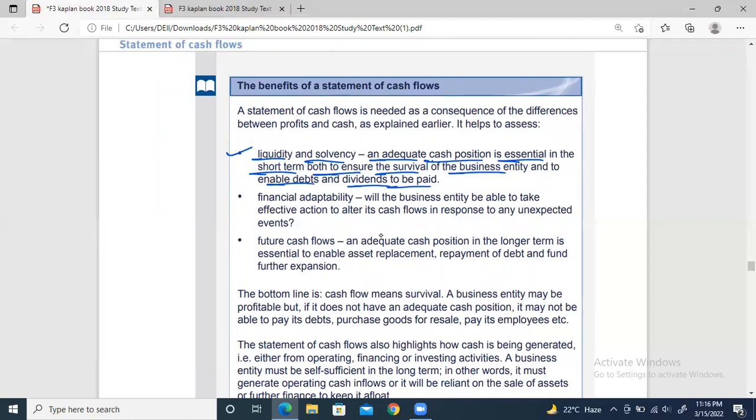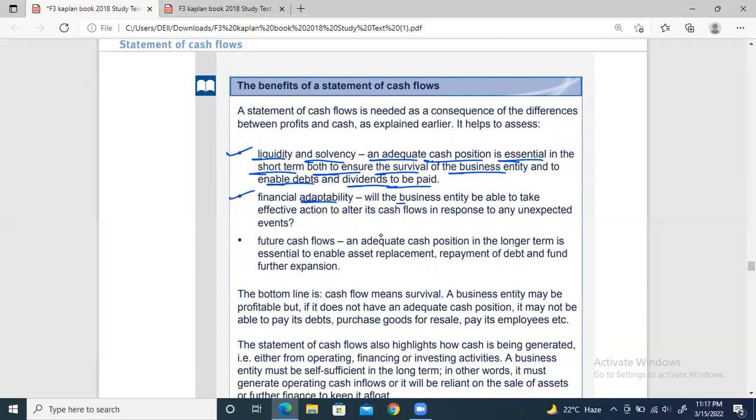And if we are financed by capital, we need to pay the shareholders dividends on time as well, so that we can regain their confidence, so that they're not desperate enough to sell their shares, right? If we want to make the customers and shareholders happy, not sad. Now, financial adaptability.